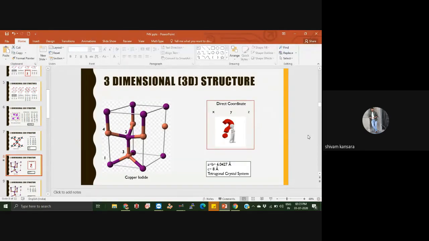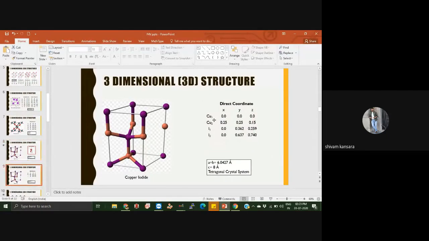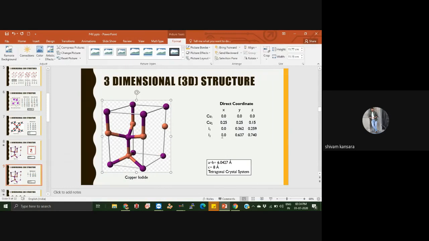What should be the atomic position of this copper iodide? So let's do it here. This is direct coordinate Cu1, Cu2, I1, I2. Okay, and the first atomic position. This blue one is the first one, copper, so we just put 0, 0, 0, and the second one is this blue. Okay, the coordinate is 0.25, 0.25, and 1.5. Right, and the second is iodine, so 0, 0, 362 and 259, and again the second iodine, this is the first iodine and this is the second iodine. So the crystal structure is this one.